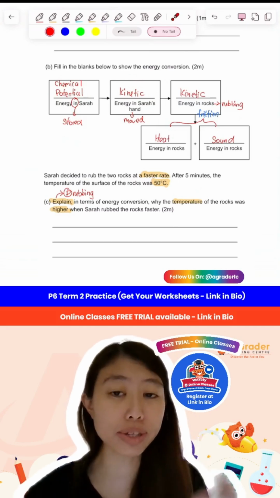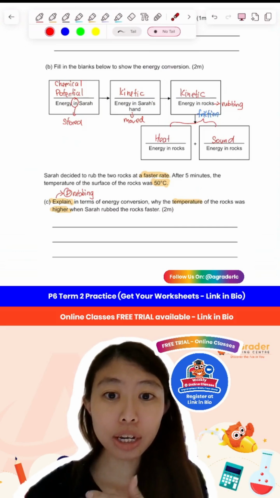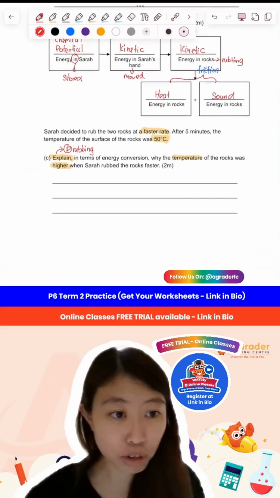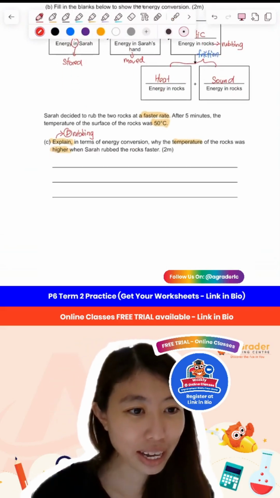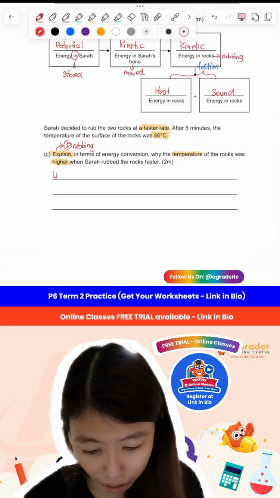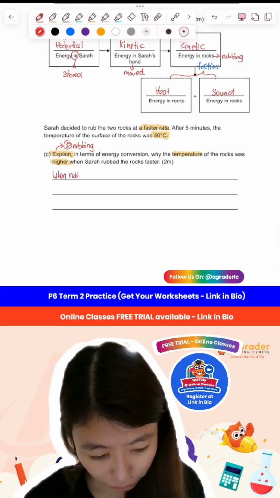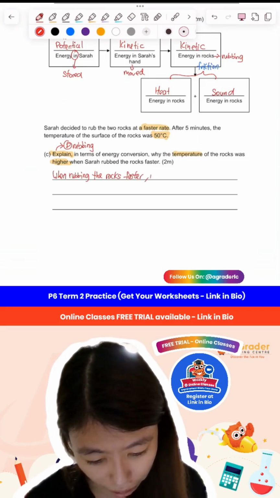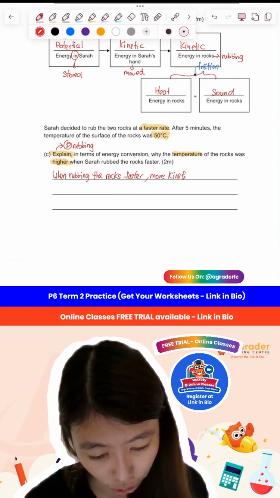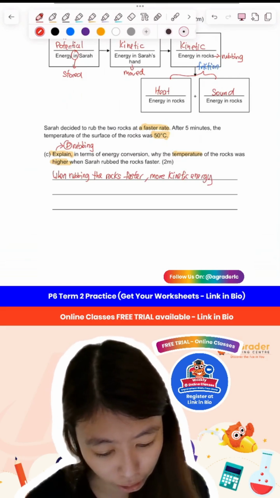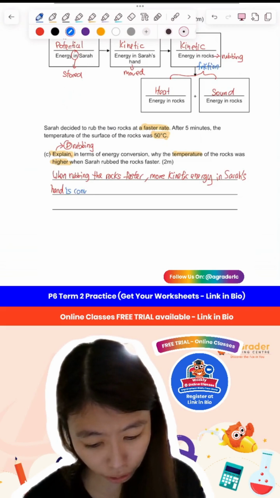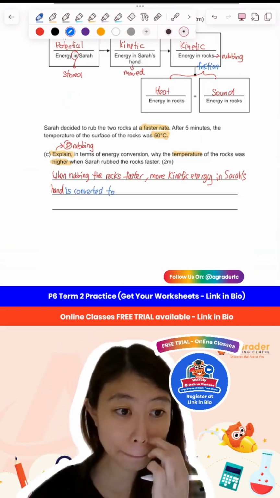Good, start with more kinetic energy. Don't get tricked here. The moment you say that she has more chemical potential energy, you'll get penalized, okay? Because she didn't eat more food. Okay, so over here, we start off with rubbing straight away. No worries, okay? So we can say that when rubbing the rocks faster, comma, more kinetic energy will be converted to what, everybody? In Sarah's hand, is converted to what?